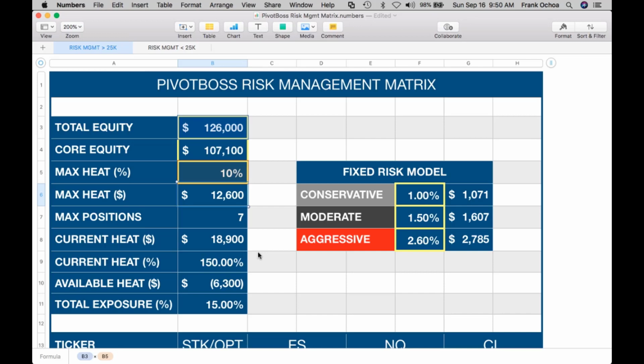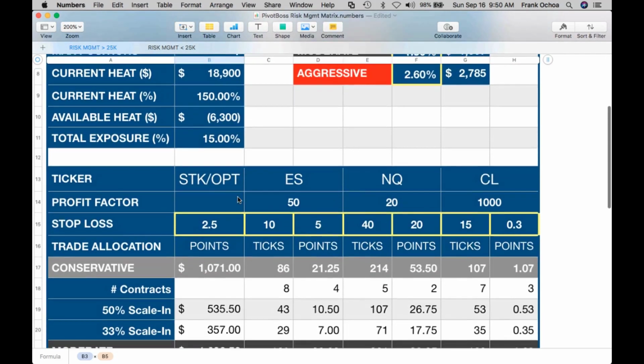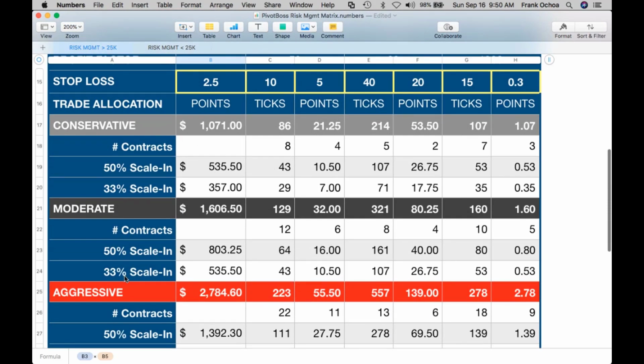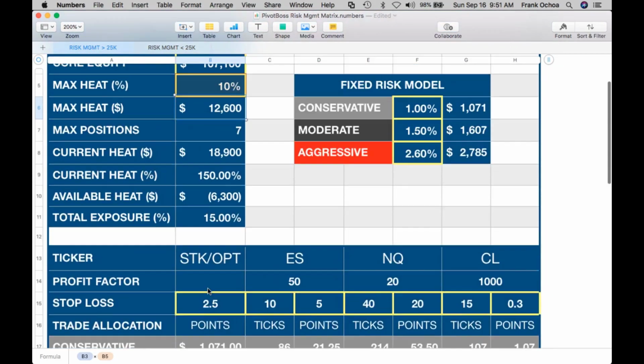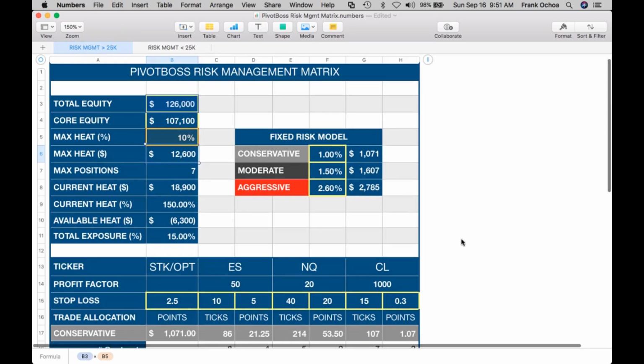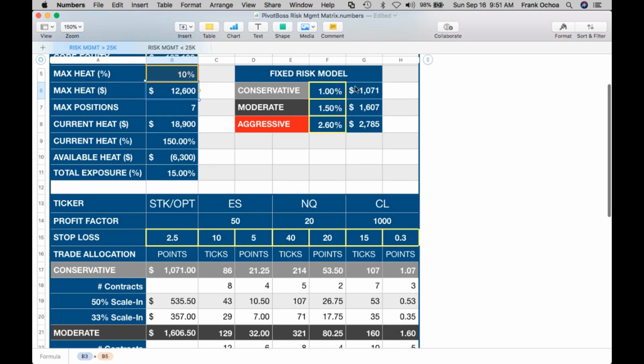Now, below the fold is where it gets very interesting as well. Down here is a whole other section of the spreadsheet. You can see we have conservative, moderate, and aggressive risk allocations here as well, in a fixed risk model. Let's drop this down to, say, 150%. What we're doing here is transferring these amounts down to these lines. So you'll notice conservative, for example, 1,071. These two are going to match. Moderate, 1606.50, 1607.